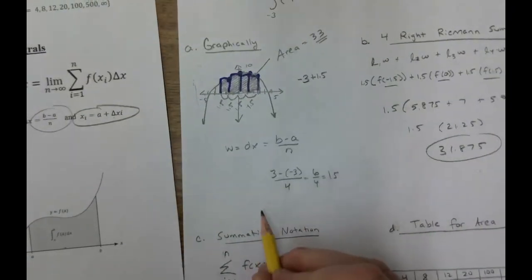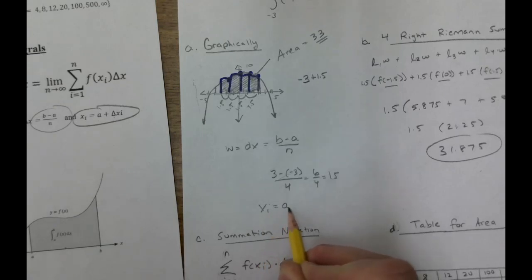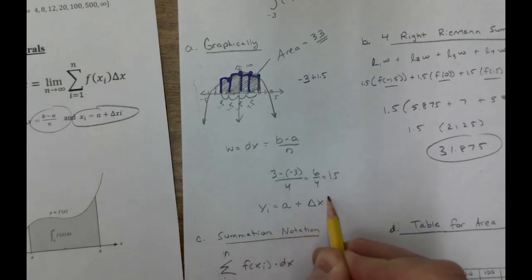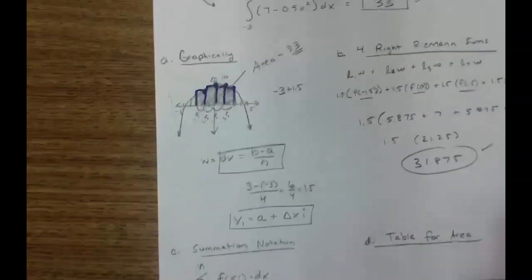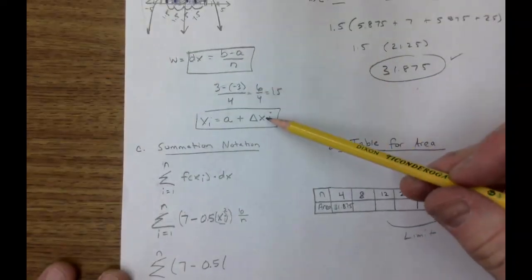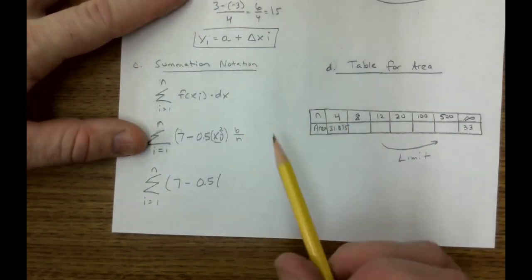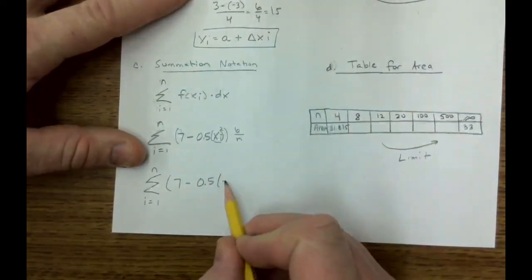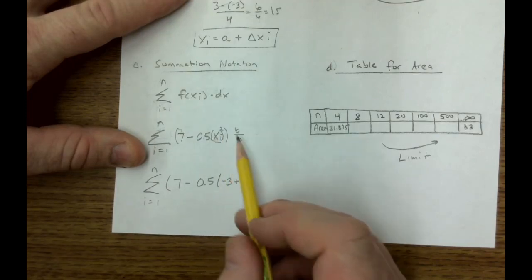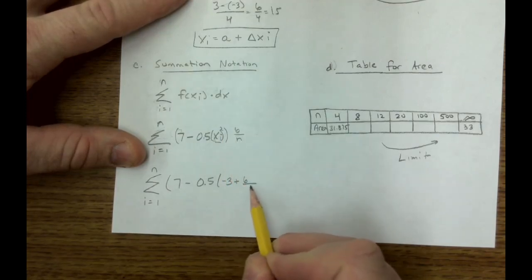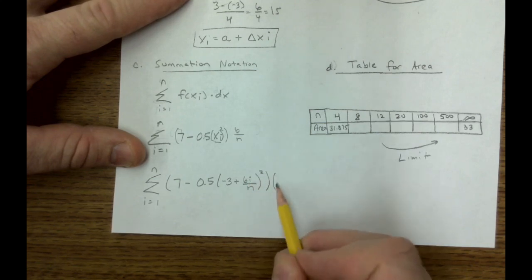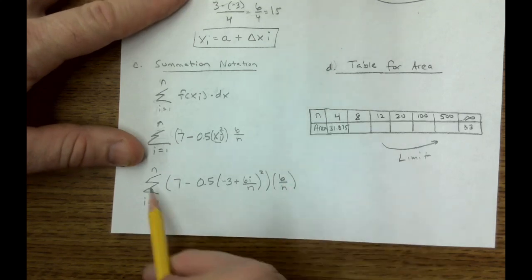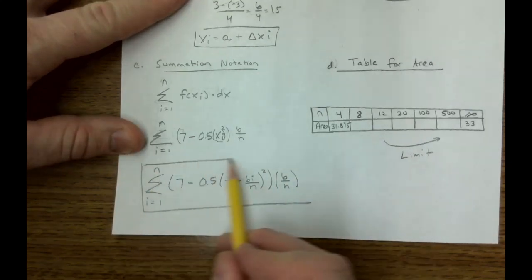Let me write that down here. x sub i is equal to the starting value plus the change. These are the two formulas that you're going to need to know on this paper: how to find the delta x and how to find the x value. So the x value is the starting value, which would be negative 3, plus the change, 6 over n, times i. Squared, 6 over n. And there's our magic formula.